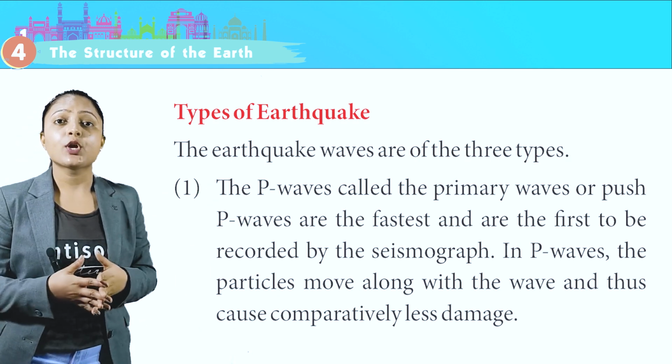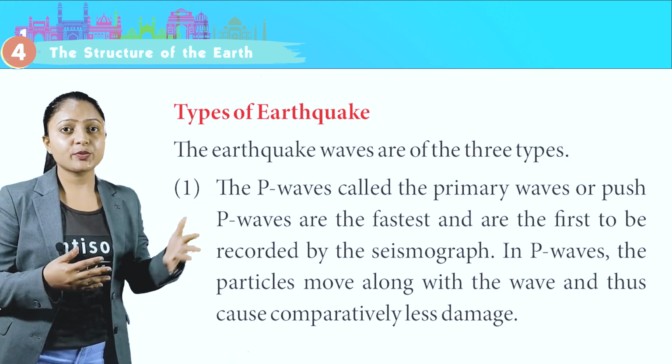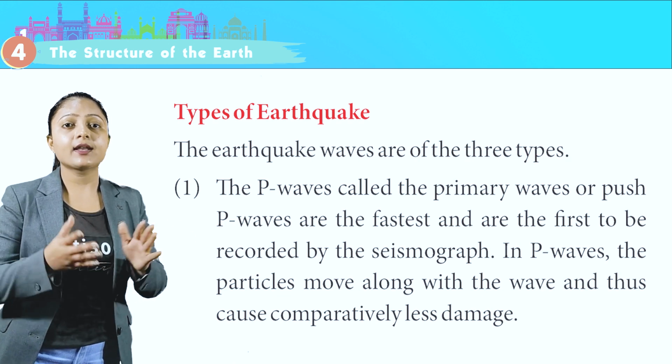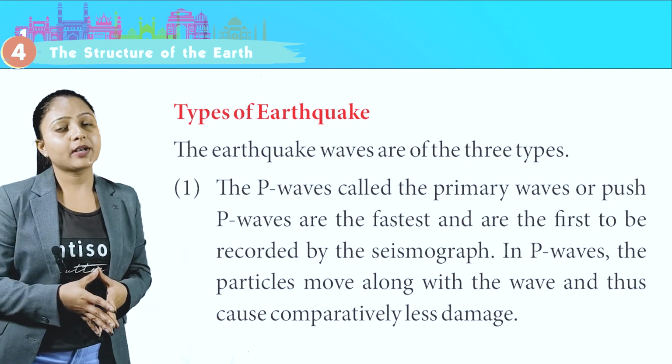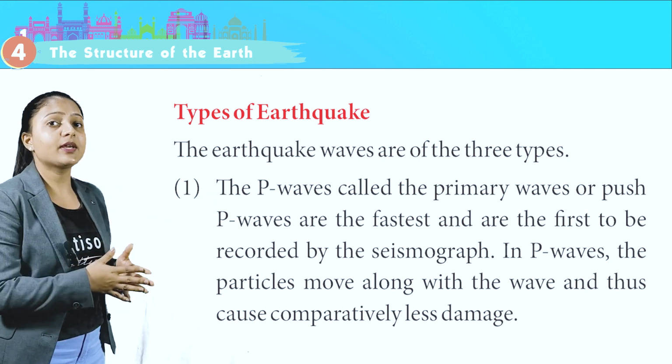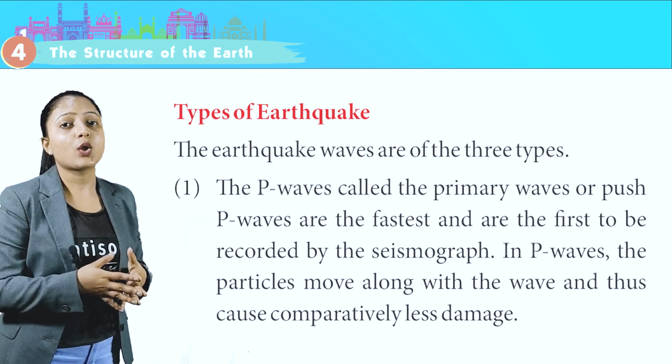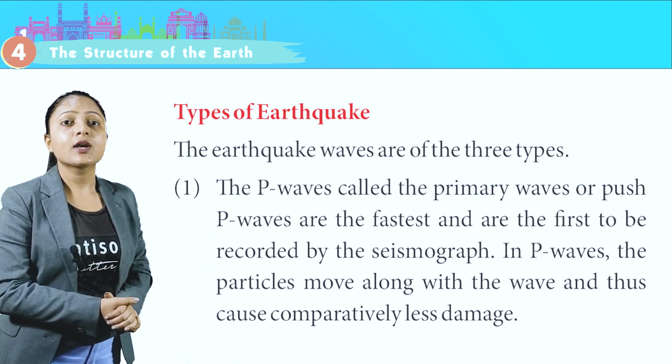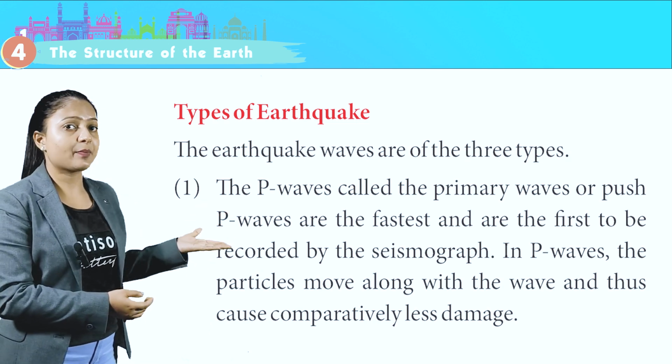First, the P waves, called the primary waves or push P waves, are the fastest and are the first to be recorded by the seismograph. In P waves, the particles move along with the wave and thus cause comparatively less damage.